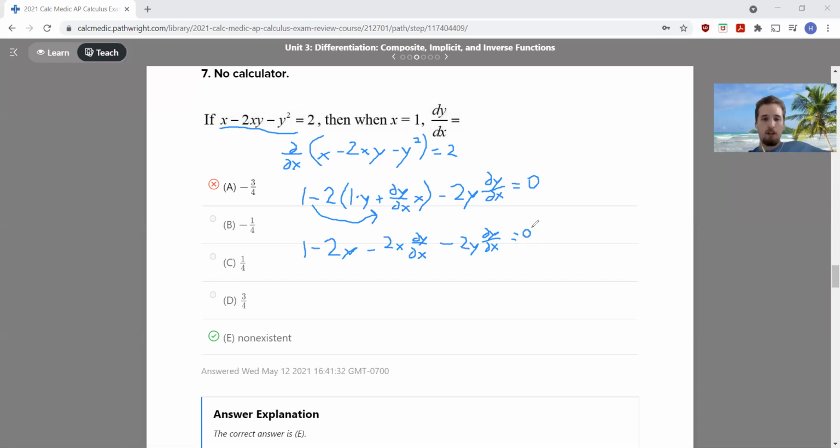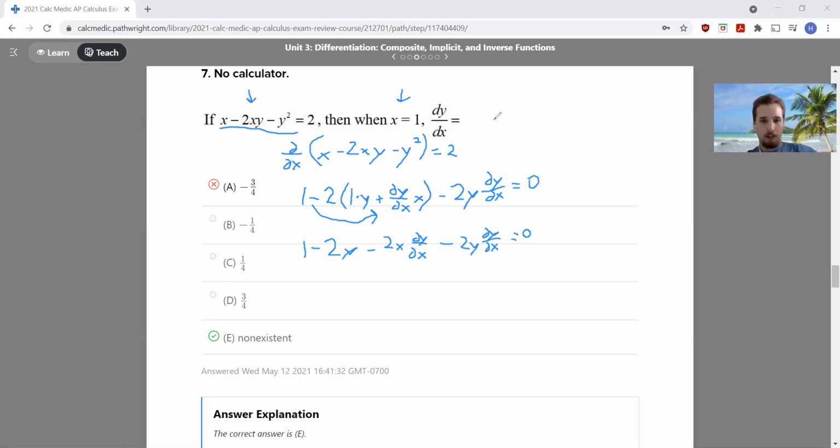Okay. Now, normally you would just solve for dy/dx. A lot of times questions will ask you to solve for dy/dx. In this case, no, it doesn't ask that. It asks, when x equals 1, what is dy/dx equal to? Okay, so they've given us x, but we're still going to have this y in the equation here. So we actually need to solve for y by plugging x into here, right?